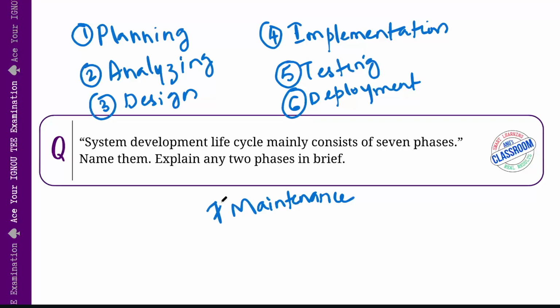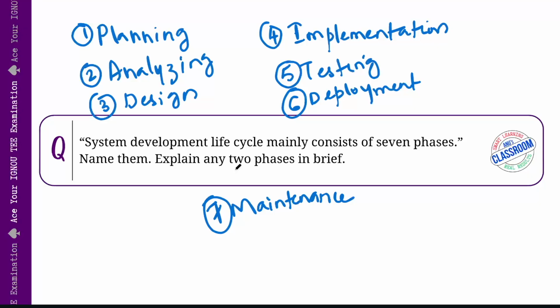And then comes the seventh phase, which is the maintenance phase. The journey does not end after deployment. Maintenance involves monitoring the system, fixing any bugs that might still arise after using it for a while, updating the features and making improvements as user needs or technologies change.